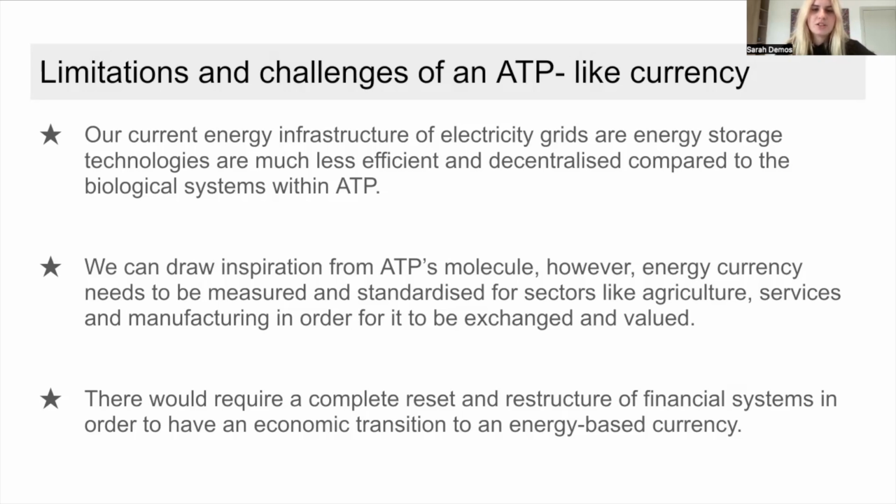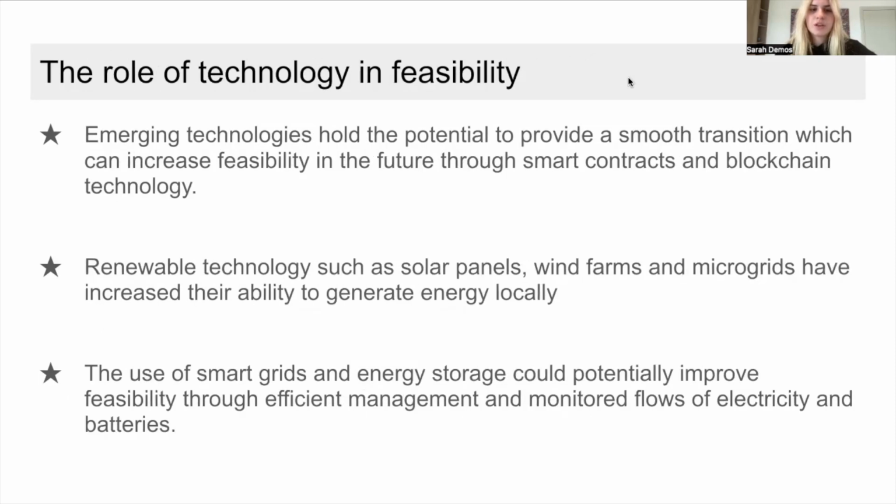The economic transition to an energy based currency would require a complete reset and restructure of the financial systems. There would be a shift from a financial model based on cash currency to a model which reflects real time energy flow, production, and consumption. Blockchain has the potential to enable decentralized exchange through individuals being able to trade energy units directly without centralized authority. The smart contracts concept could be used to automate energy based transactions and ensure that energy is consumed, produced, and exchanged in an efficient manner.